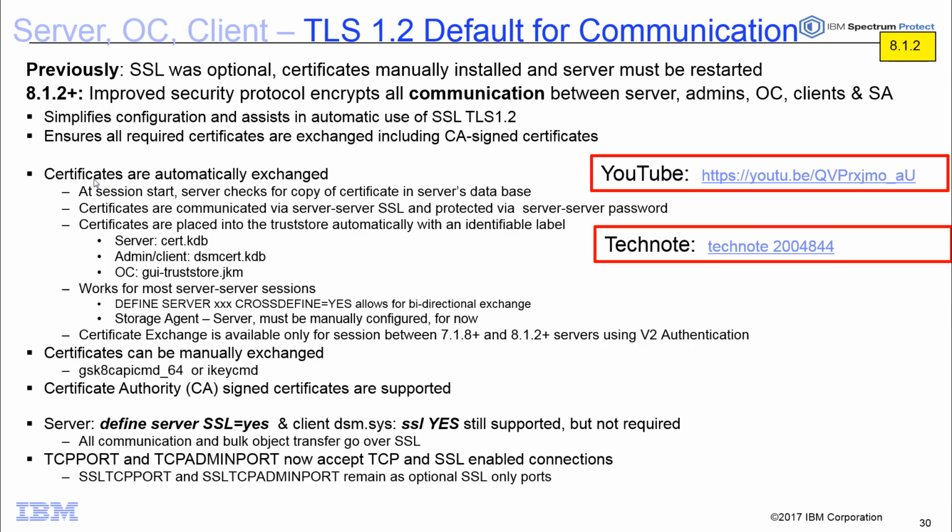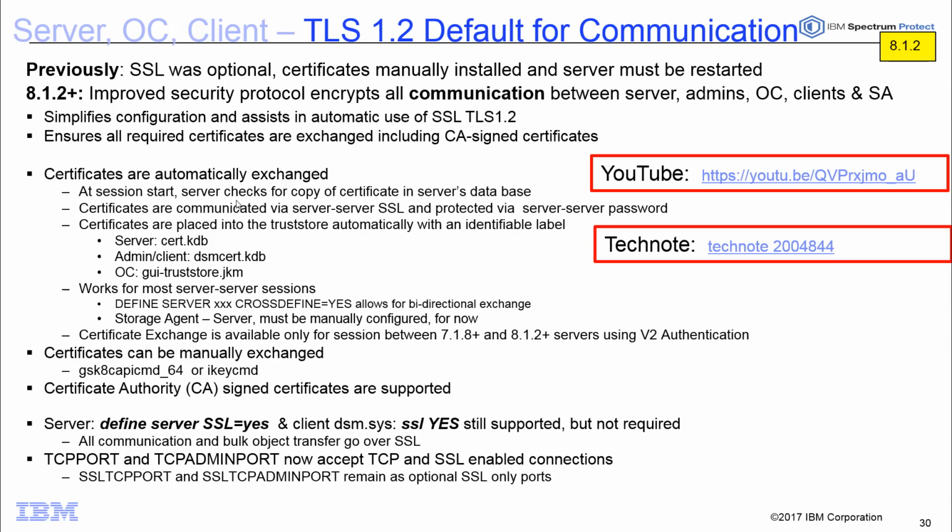What happens is when we upgrade to 8.1.2 and the Spectrum Protect server starts up and a session is started, the server is going to check for copies of certificates in its own server database. We will be keeping copies of certificates in the Spectrum Protect server's database. And then we will communicate those certificates and exchange them via server-to-server SSL, utilizing the server-to-server password that's set up when you do Spectrum Protect server-to-server communication.